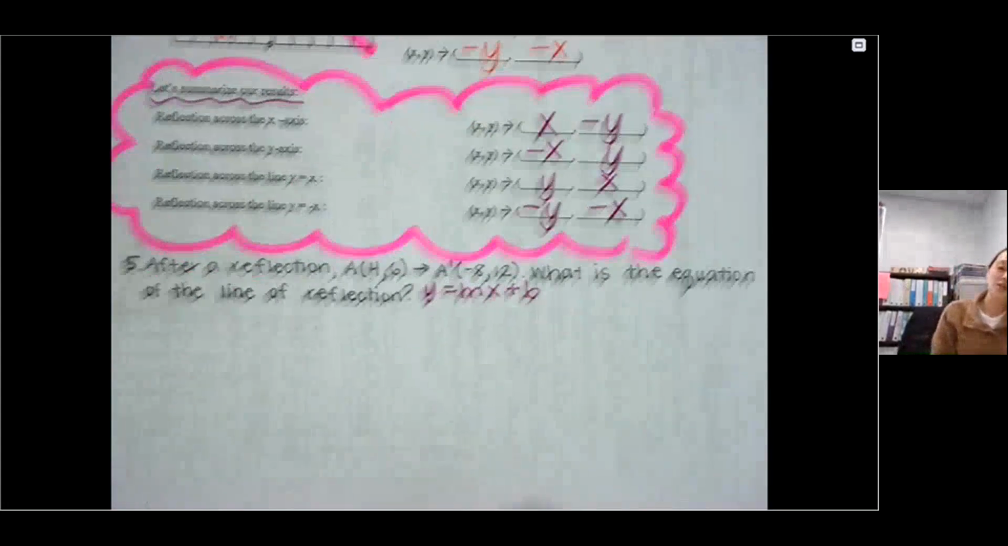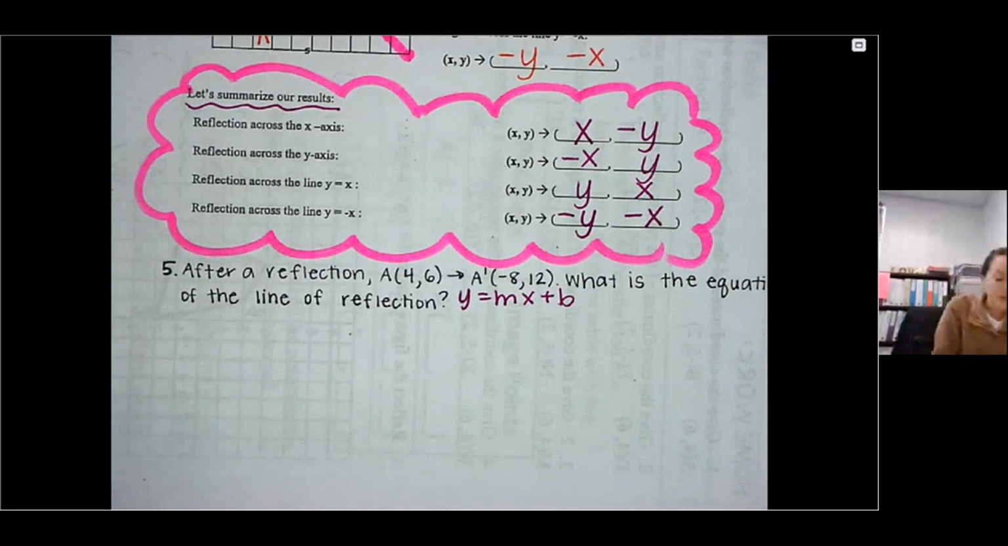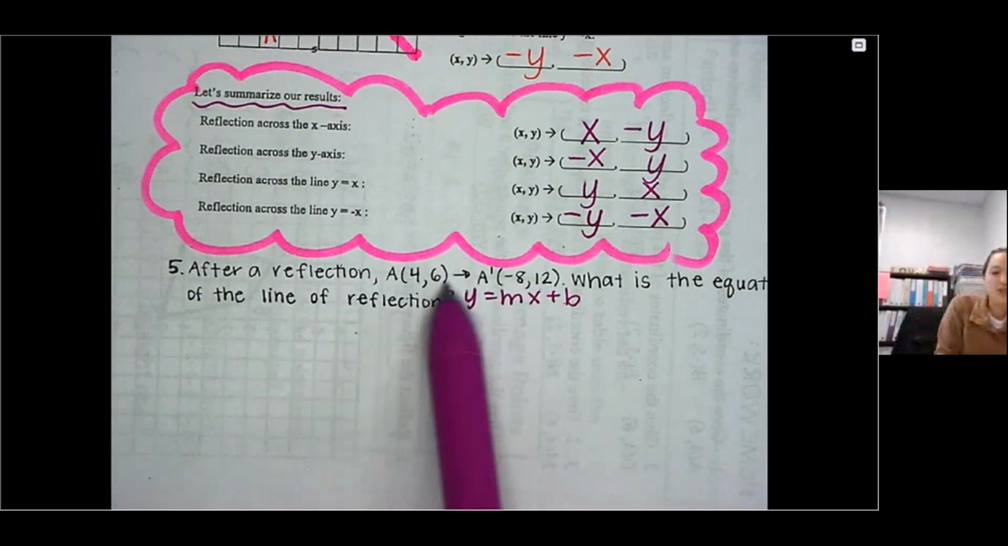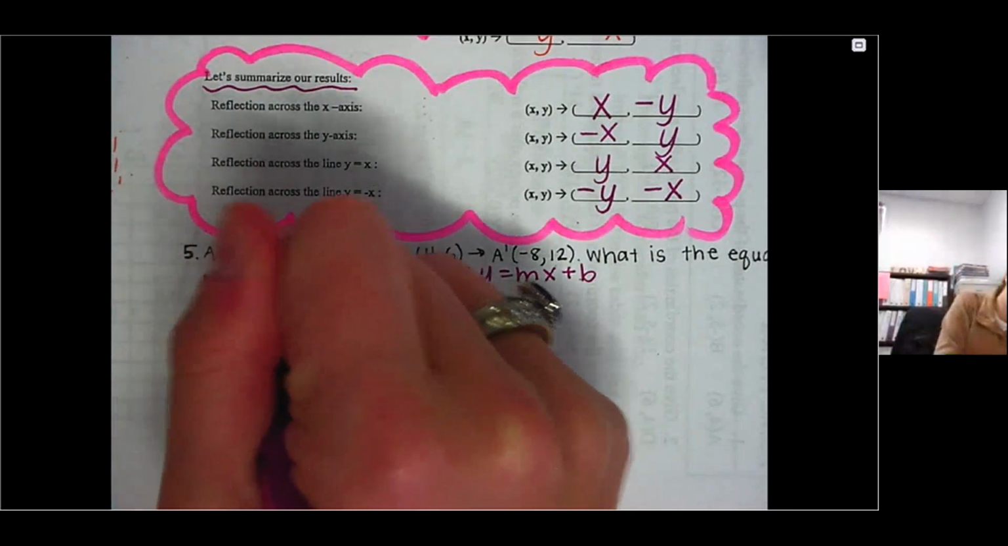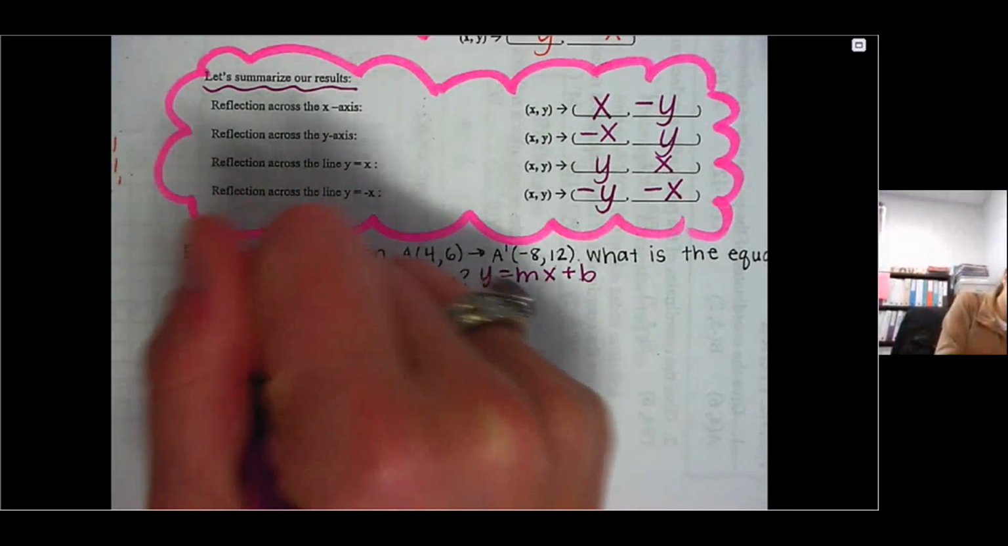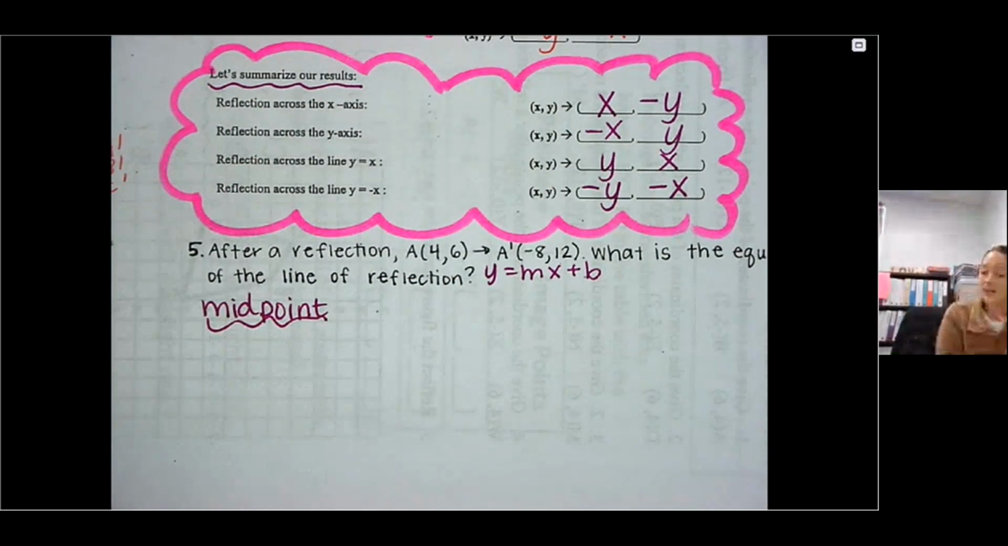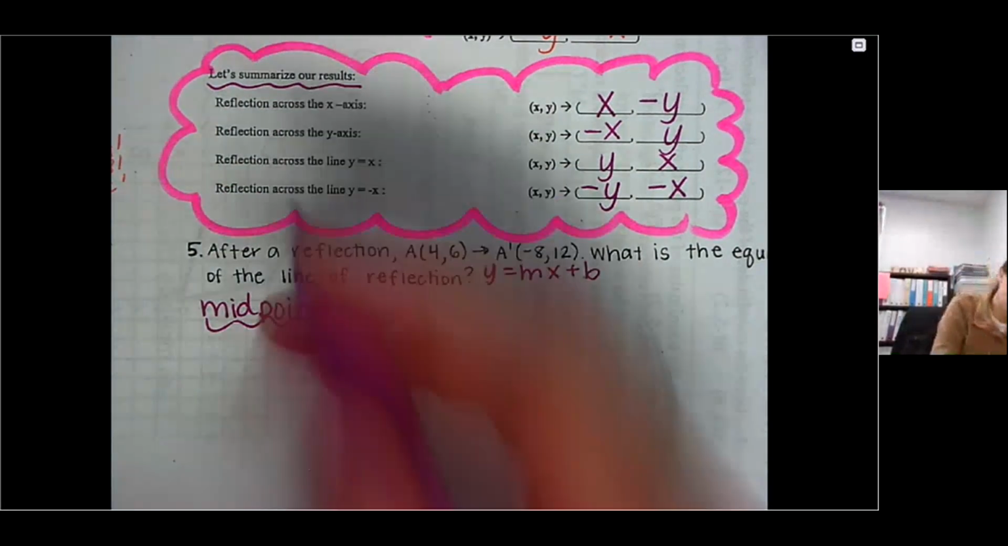So the first thing I'm going to do is just figure out what's the midpoint of these 2 points that we started with and we reflected with. So the first thing I'm going to do is find the midpoint. To find the midpoint, we take the averages of the x's and the average of the y's.